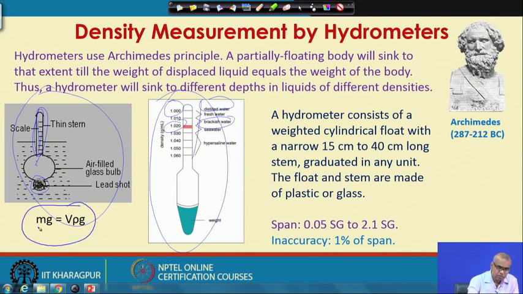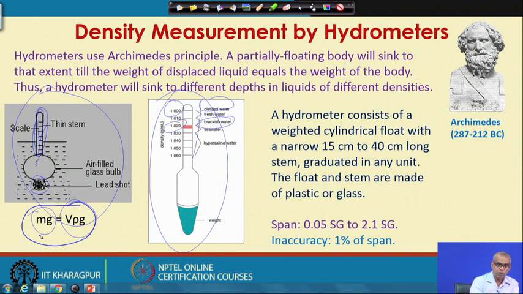This equation tells you the mass mg, which is mass of the hydrometer, is equal to the mass of the liquid that is displaced. So, mass of the hydrometer is mg and V is the liquid that is displaced. So, V into rho into g is the mass of the liquid that is displaced.